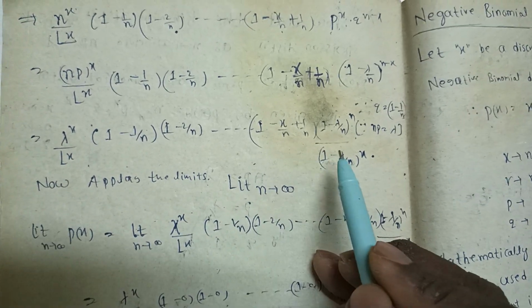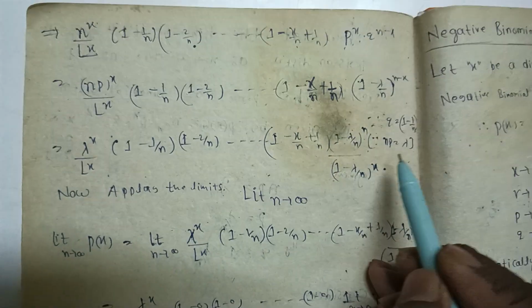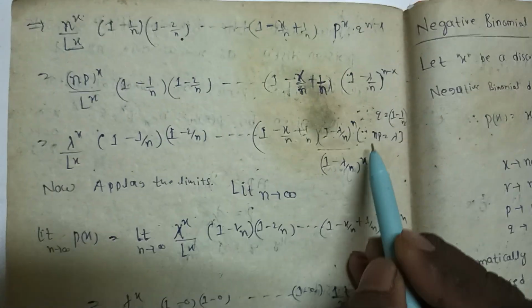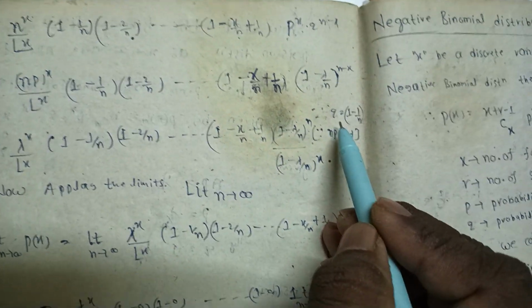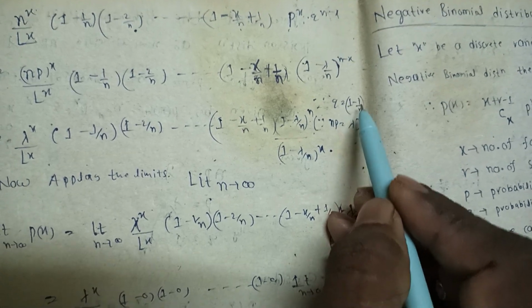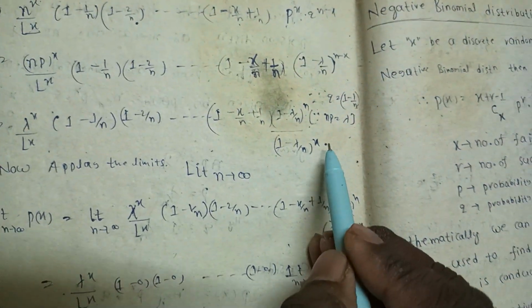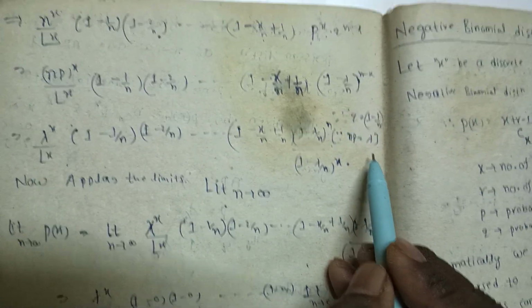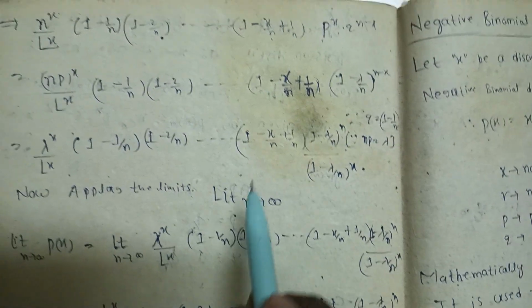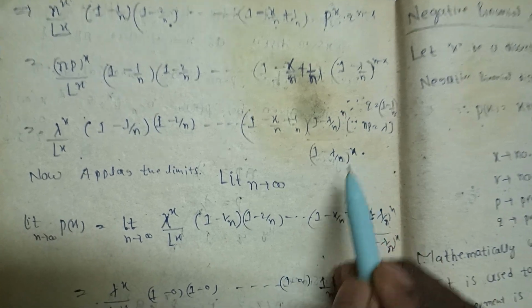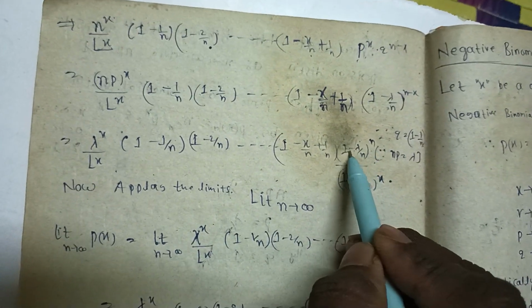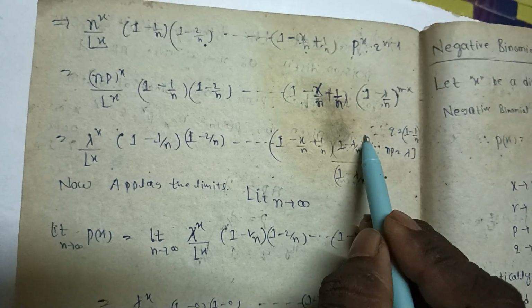This is very simple terminology, and we have taken it from the given data. q equals 1 minus p, that is 1 minus lambda divided by n. And np equals lambda, so we are substituting over here: 1 minus lambda divided by n whole to the power of x. Here it is a power, here it is n power, and here it is x power.